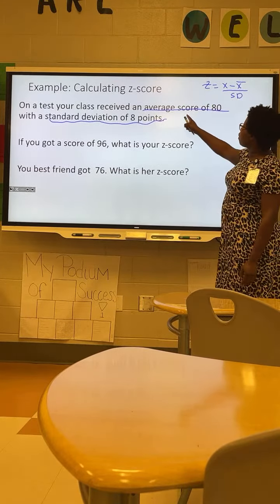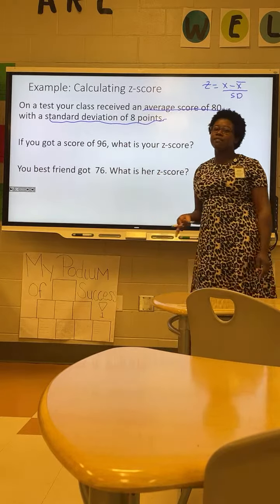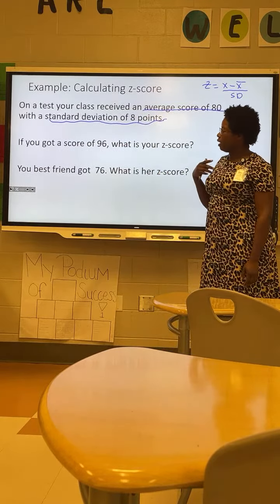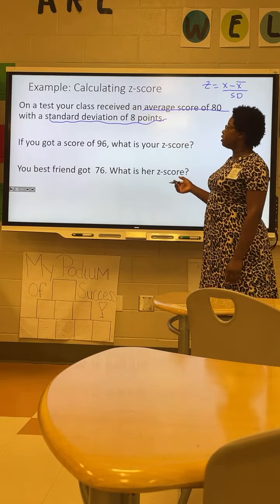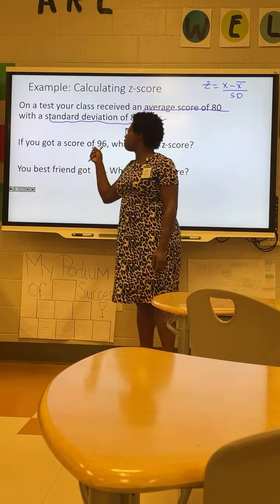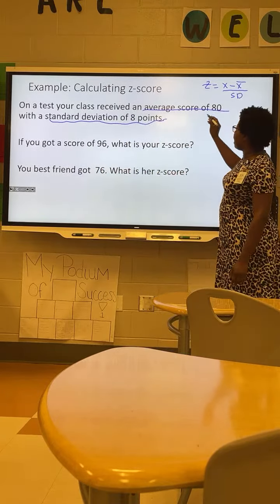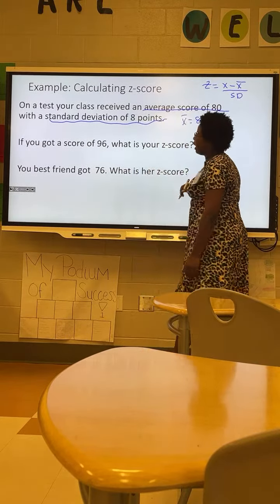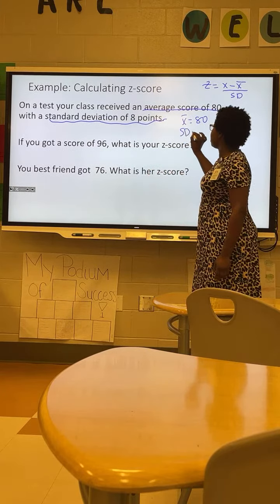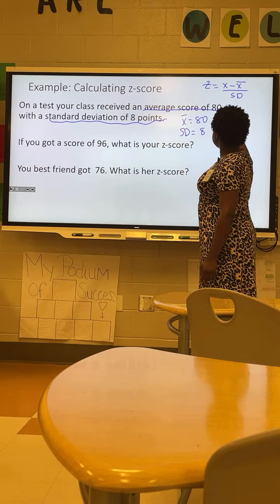So once we know our mean and we know our standard deviation, we have to be given the actual score to find the z-score. So they're saying that if you got a score of 96, what is your z-score? Given that the average is 80, so x bar is equal to 80, standard deviation is equal to 8, and the actual score is 96.